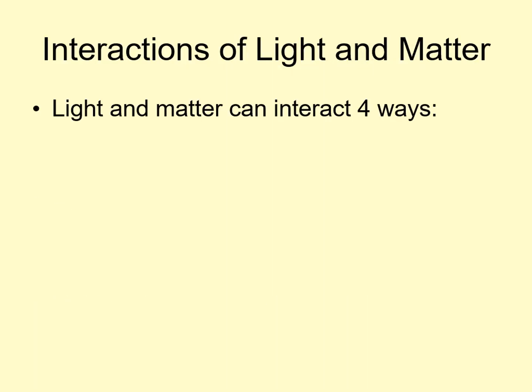Light and matter can interact with each other in four basic ways. First, matter can absorb light. When this happens, the light hits the matter and stops. The photon's energy is converted to some other form, like heat.